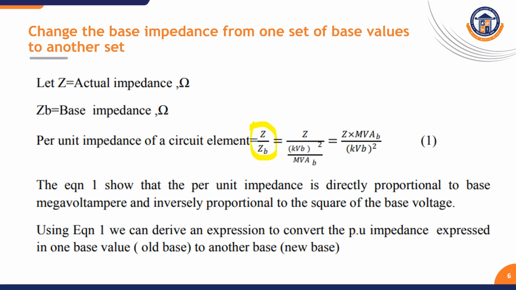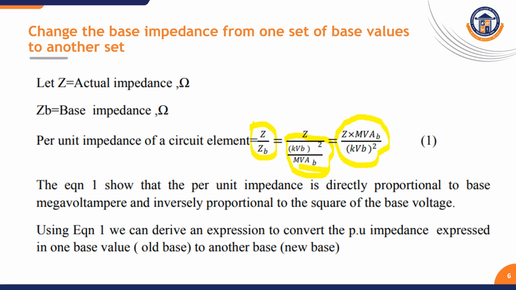Here we know the base value from Ohm's law, that is equal to KVB squared by MVAB, and the numerator Z will be there. So Z per unit is equal to Z by KV base squared by MVA base. We obtained the per unit value of impedance. The MVAB, which is in the denominator of the denominator, is represented in the numerator. So that is equal to Z into MVAB by KVB squared, the equation for calculating per unit impedance.